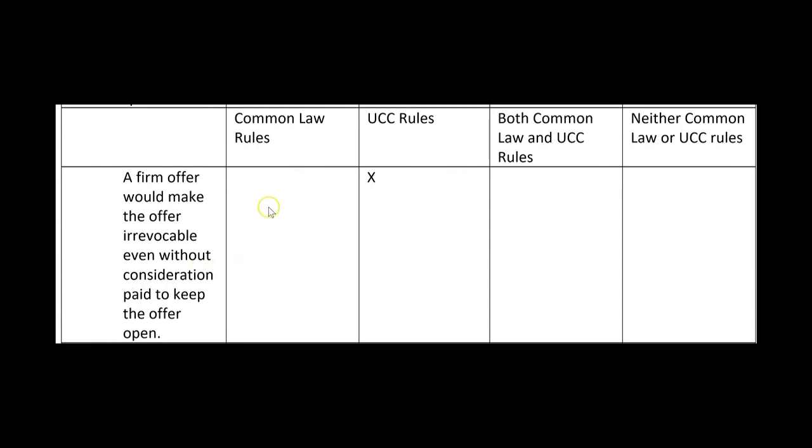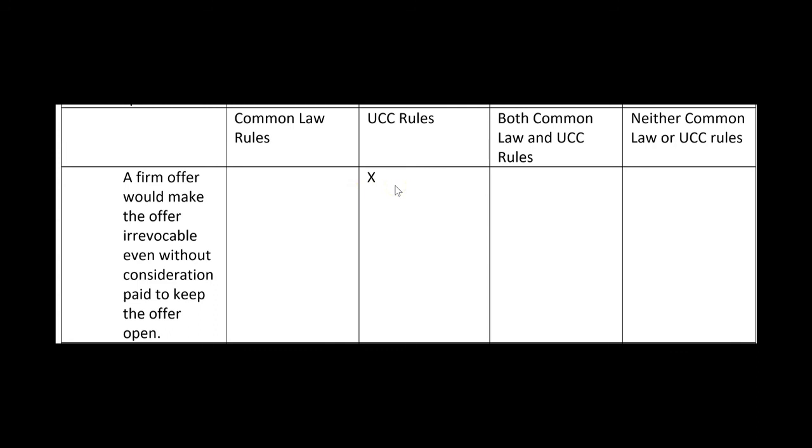Under the common law, I would offer you 30 days to be the exclusive buyer of my house or my business if you paid me $500. So if you give me $500, I'll give you 30 days. That's an option contract. That's what happens under the common law. If you don't pay me the $500, I could revoke the offer and sell it to somebody else at any time. But under the UCC, you don't have to pay me any consideration for that offer to remain open.